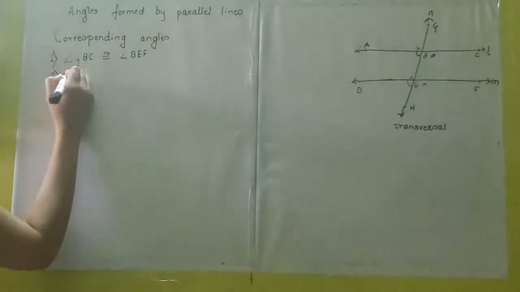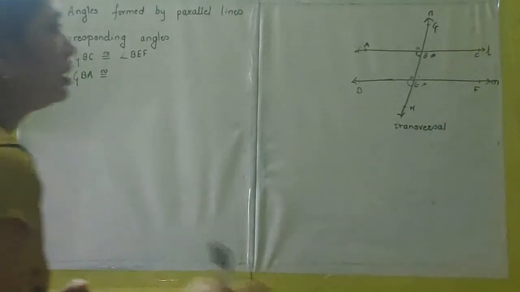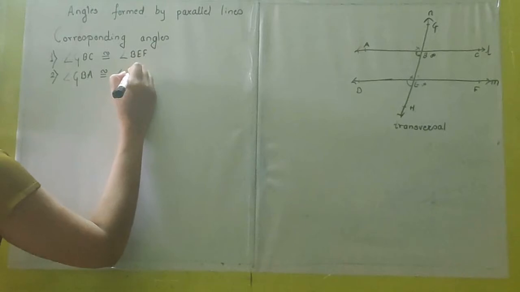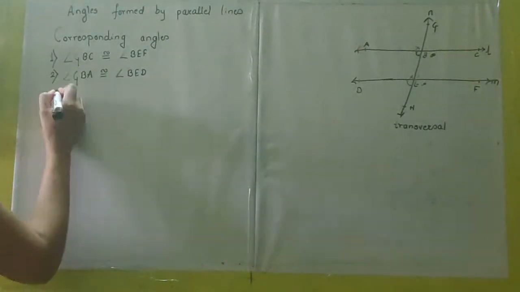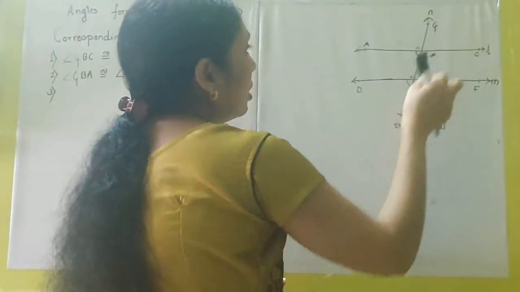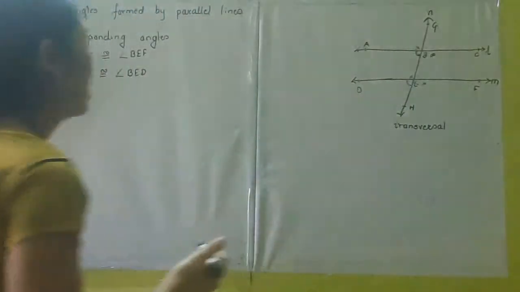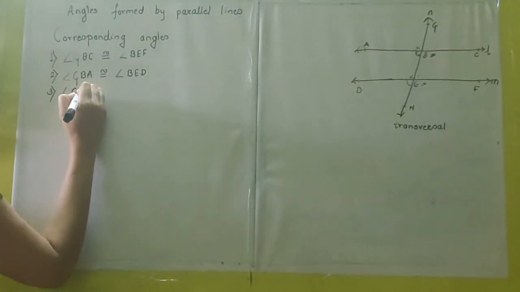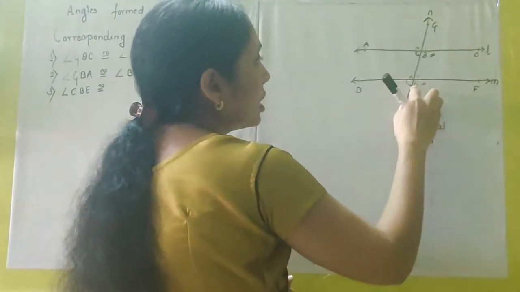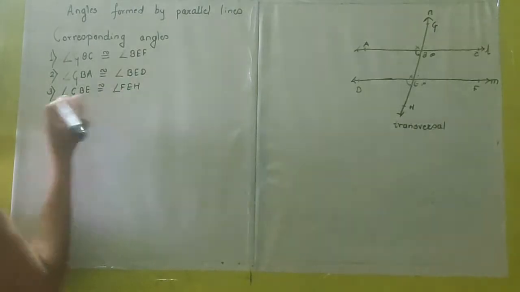Let's move on to the second pair: angle GBA is congruent to angle BED. Third, now I'll take this side one: angle CBE is congruent to angle FEH.